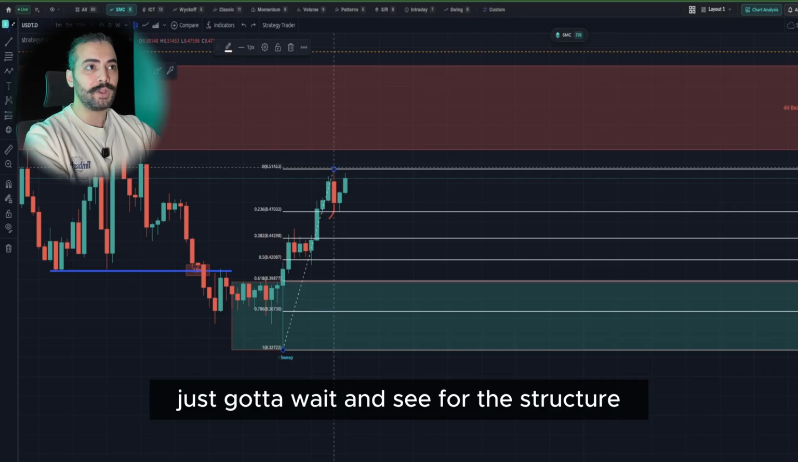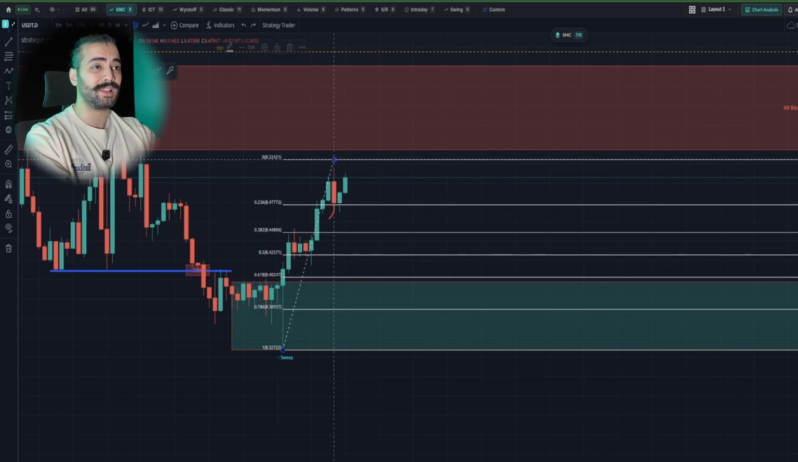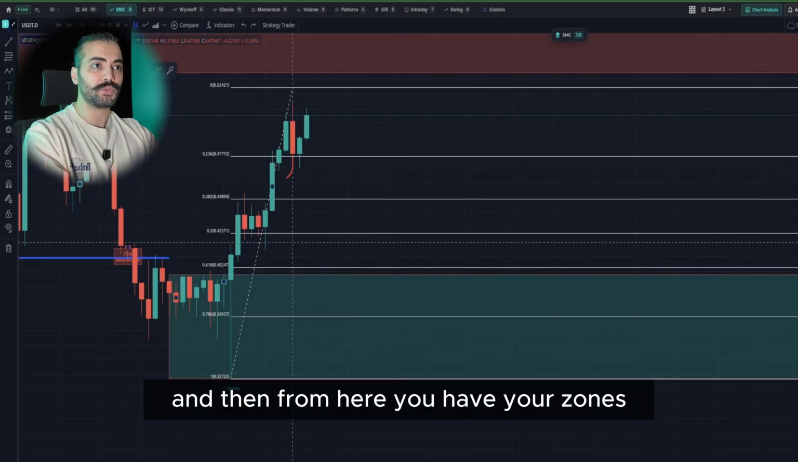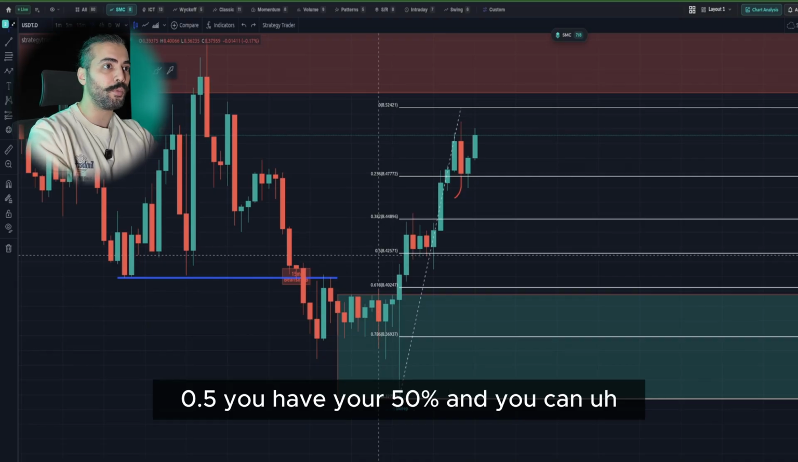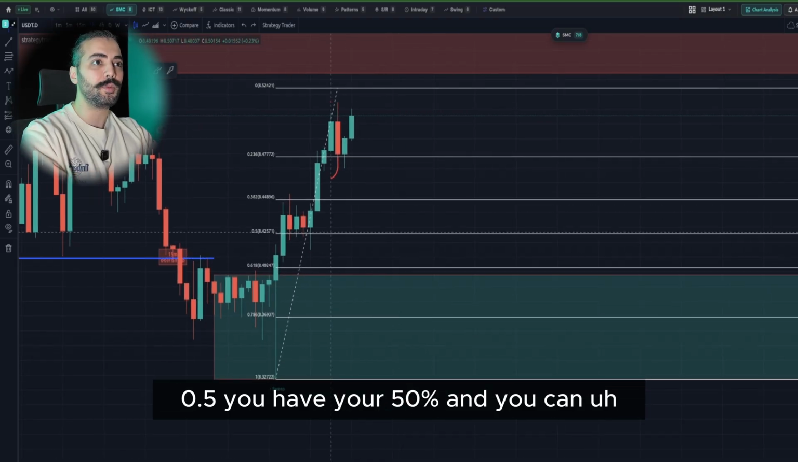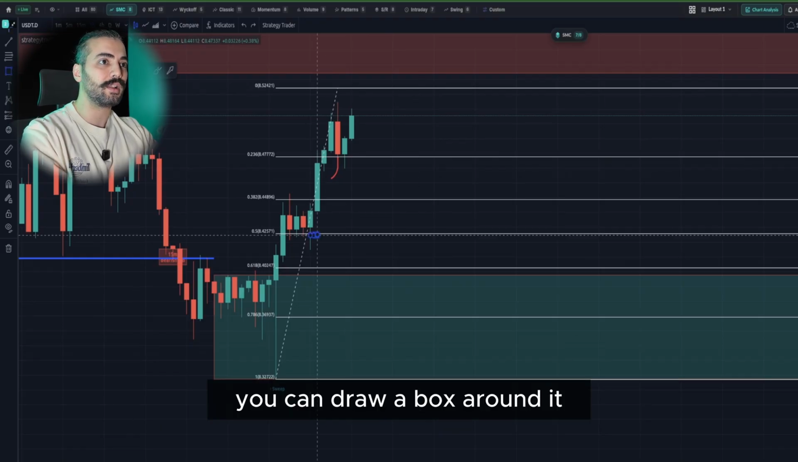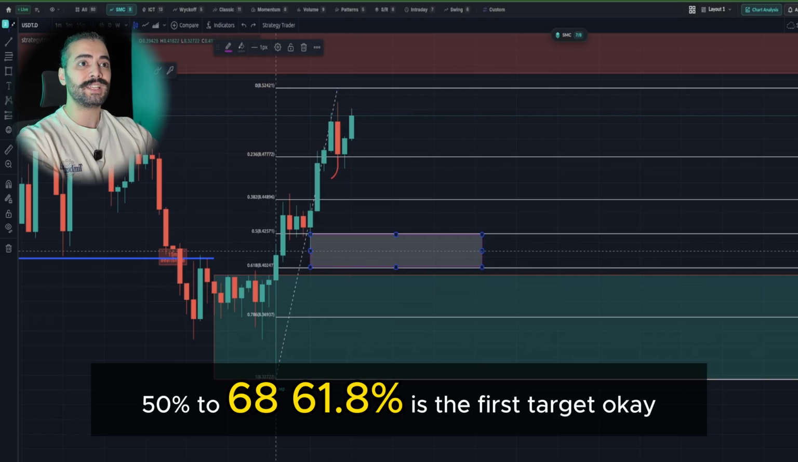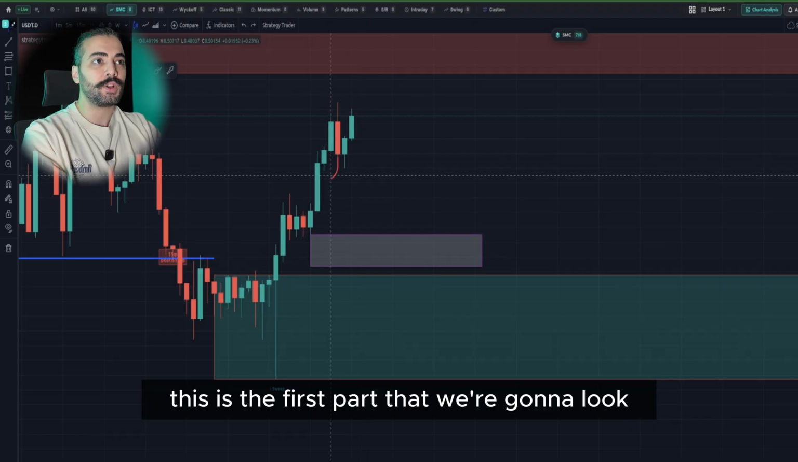Probably we may see something a little bit higher. I mean, we just have to wait and see for the structure, but it's going to be something like this, okay? At most, it's going to be something like this. And then from here, you have your zones, you have your numbers, you have your 50%, so 0.5. You can draw a box around it. 50% to 61.8% is the first target, okay?